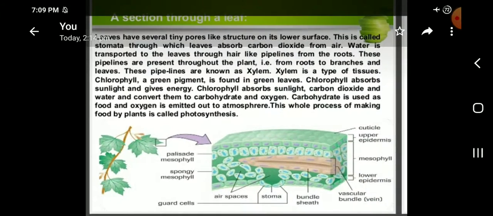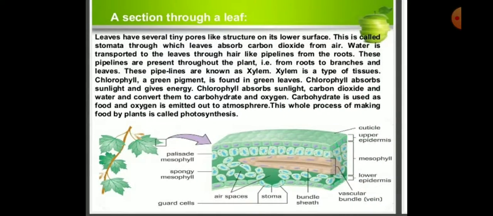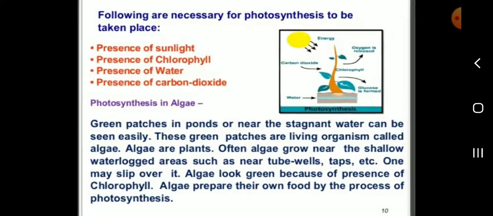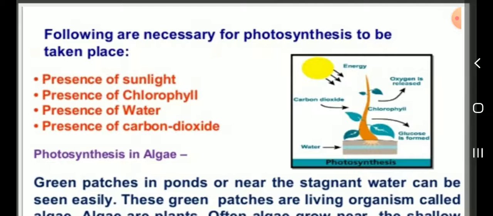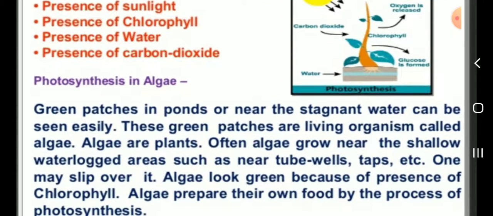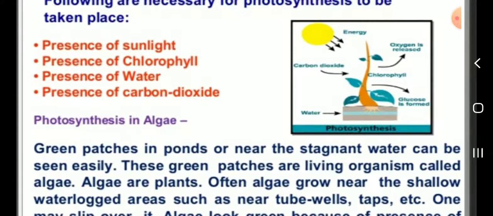What is the main function of stomata? Transpiration. For photosynthesis to take place, there must be the presence of sunlight, chlorophyll, water and carbon dioxide.